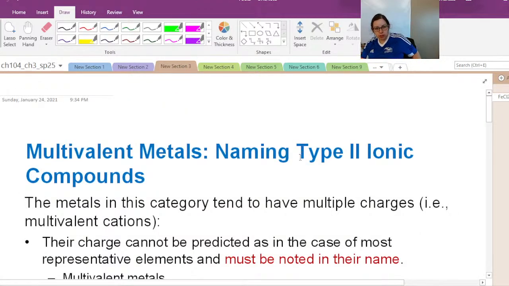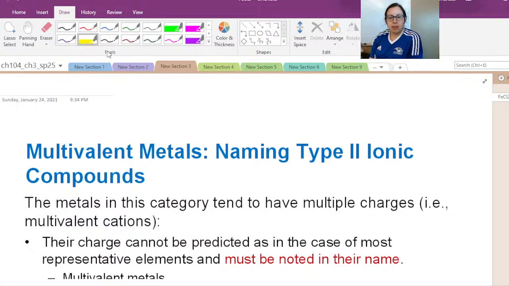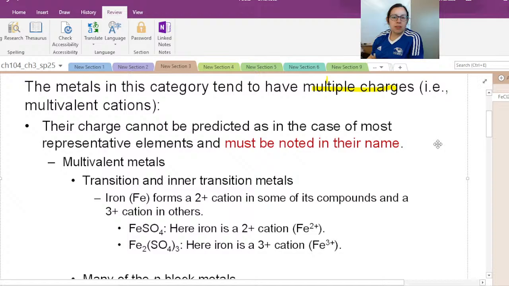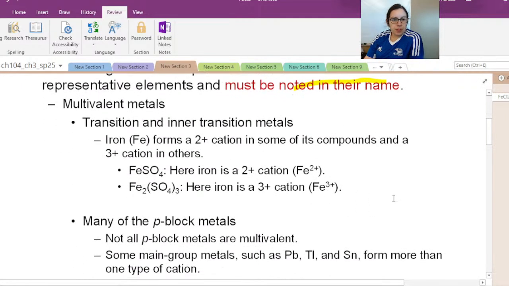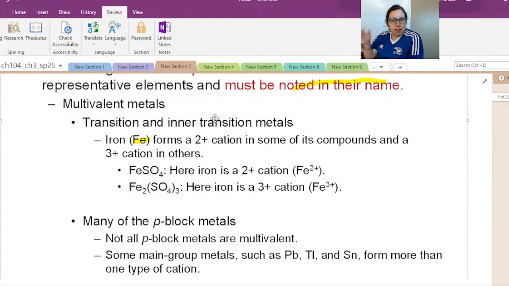All right, so now let's look at our multivalent metals. So now we're saying that they have multiple charges, aka multiple cations or oxidation states. And so all this means is that we have to put it in their name. For instance, if we look at iron, and again, not extensive, it only lists iron 2 and 3. Again, you can have many other oxidation states that exist. Iron 1 exists, although rarely. So again, that's why you have to name it.